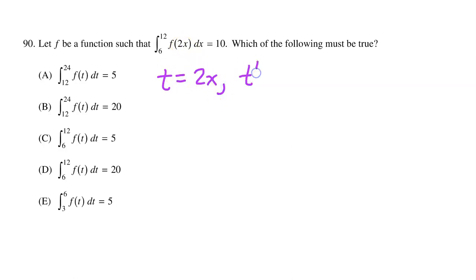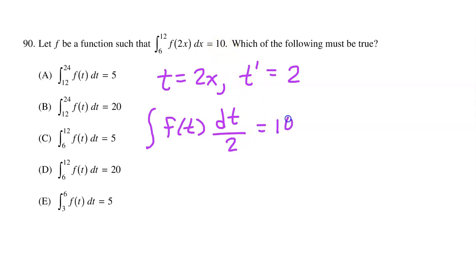That means t prime is going to equal 2. Now let's do the substitution. We have to be very careful about the limits of integration, so I'm going to leave those off for a moment. Inside we have f at t, but instead of dx, we will write dt divided by t prime. And right now this still will equal 10.